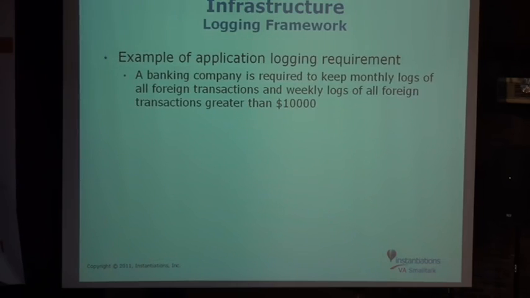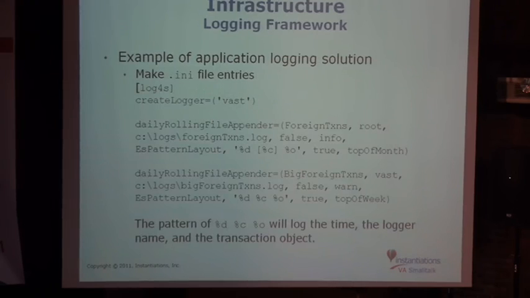So I'm going to just give a small example. Let's say that a bank has to keep monthly logs of foreign transactions and weekly logs of transactions that involve more than $10,000. Because in the United States, at least, they have to report to the government any transaction of over $10,000. Although I understand it's down to five now.